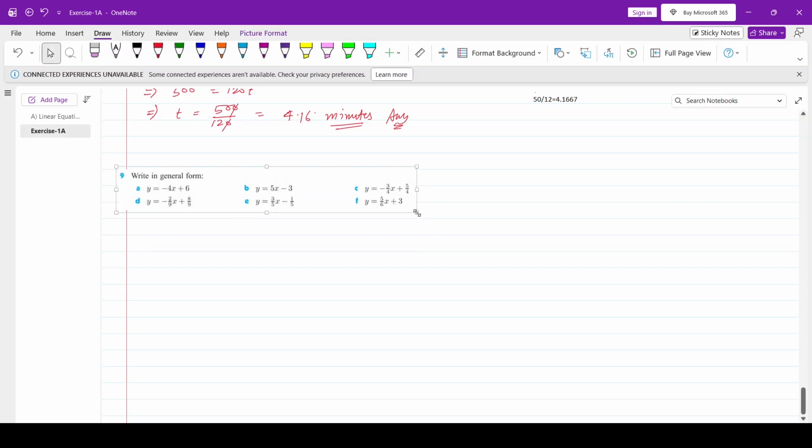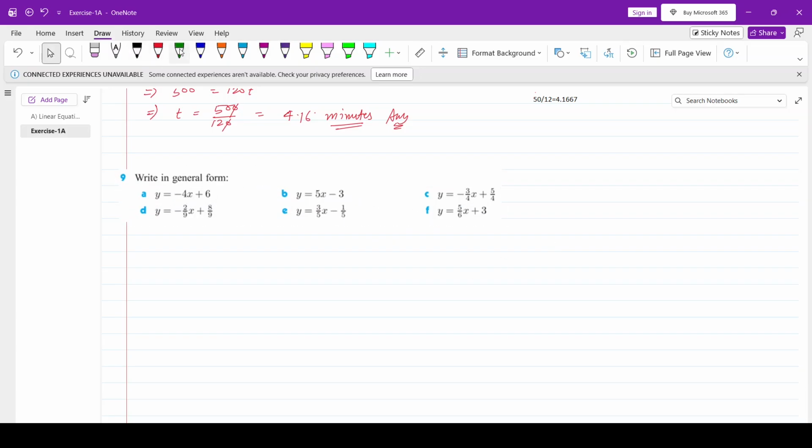Moving on to question number 9. Write in general form. Now, if we recall what the general form was, ax plus by is equal to d. Now, let's take f, and every other question can be done in that fashion. Y is equal to 5 by 6x plus 3. We have to bring this equation in this form where x and y are exactly the same as x and y here. A, b and d are constants.